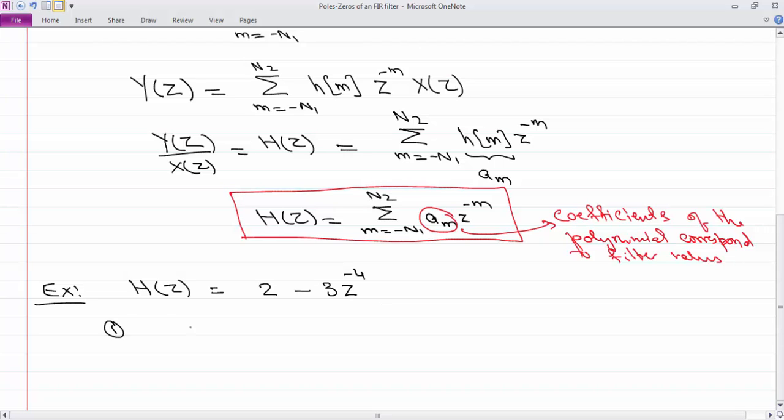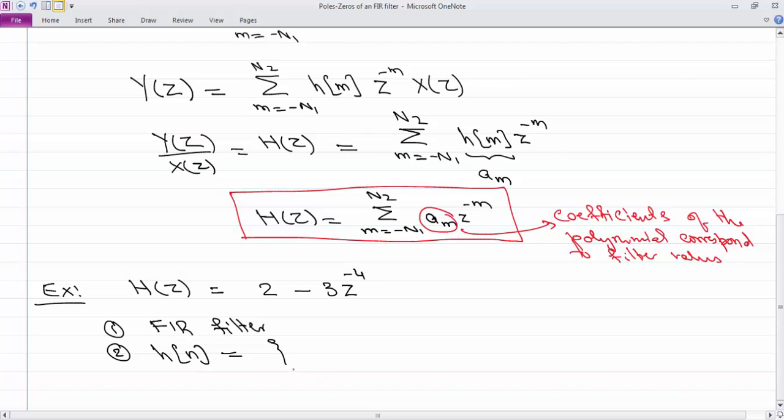Number one is that this is an FIR filter. Okay. Just by looking at it. And number two, you can write down the values of the FIR filter. You can write down H without doing any inverse Z transform. You know that whatever corresponds to Z to the minus M is the filter value at the mth location.